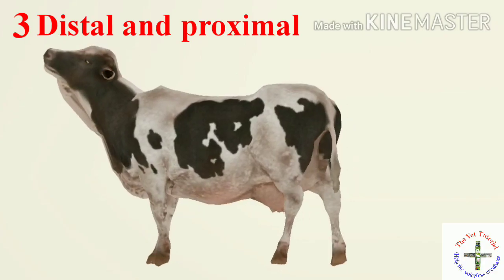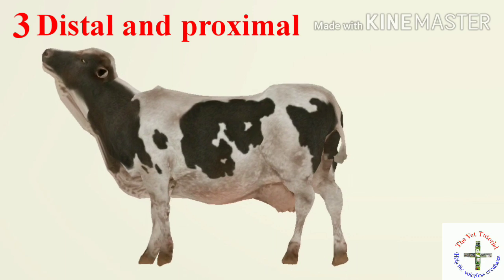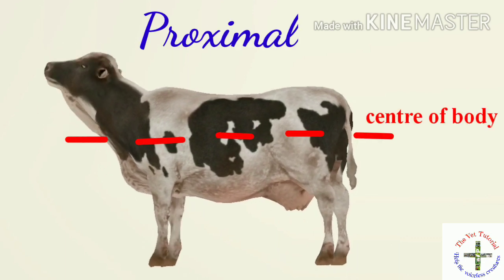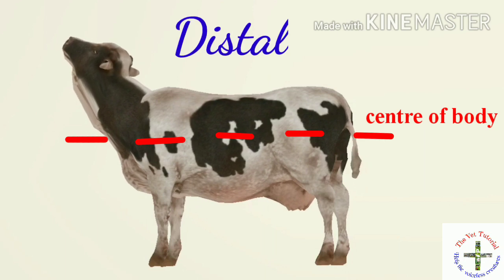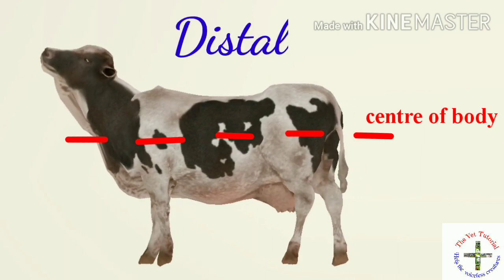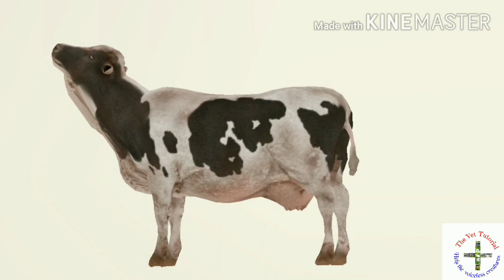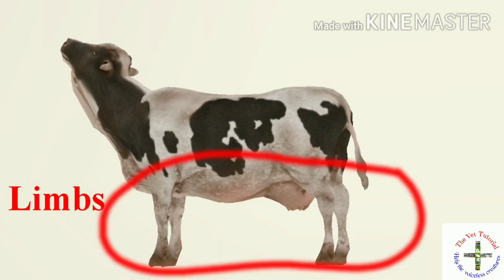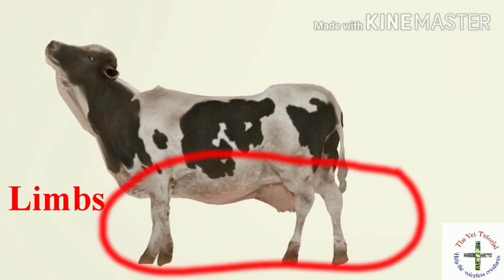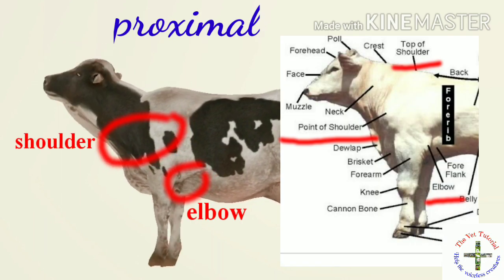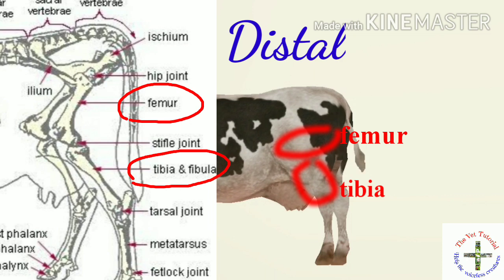Then third is proximal and distal. The part which is nearest to the center of the body is known as proximal, and the structure which is away from the center of the body is known as distal. Proximal and distal are usually used for the structures of the limbs. An example of proximal is the shoulder is proximal to the elbow, and of distal, the tibia is distal to the femur.